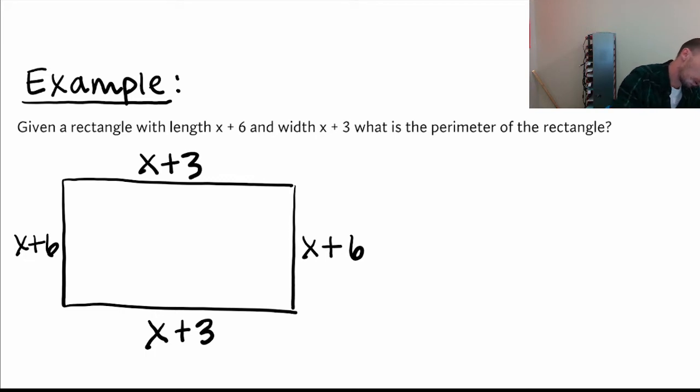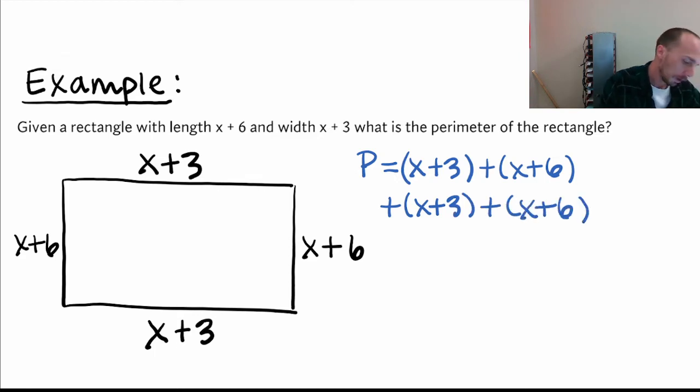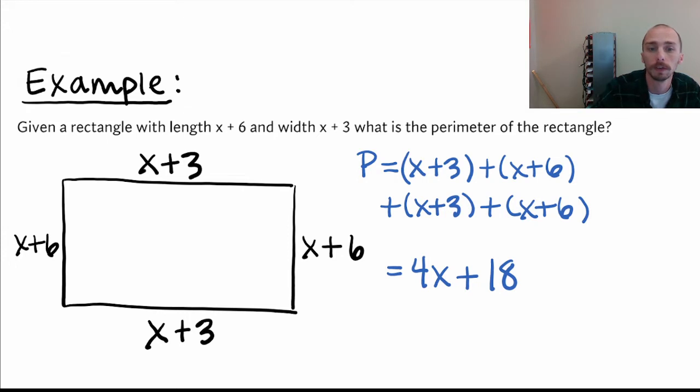Okay. Now if we want the perimeter of this thing, we're going to add all the side lengths together. So that's going to be x plus 3 plus x plus 6 plus x plus 3 plus x plus 6. Okay. So if I combine all the like terms, I'm going to have 4 copies of x, so that would be 4x plus 3 plus 3 plus 6 plus 6. So that's going to be 6 plus 12, which is 18. And that's how we find the perimeter in terms of x.